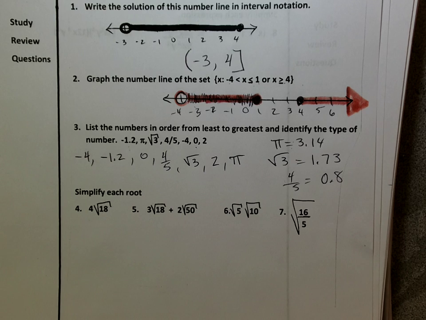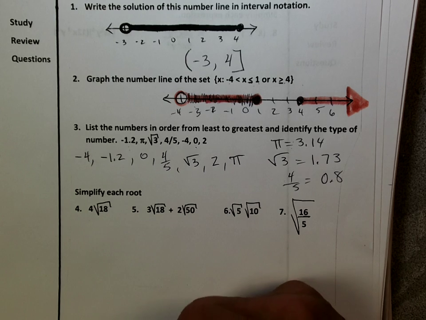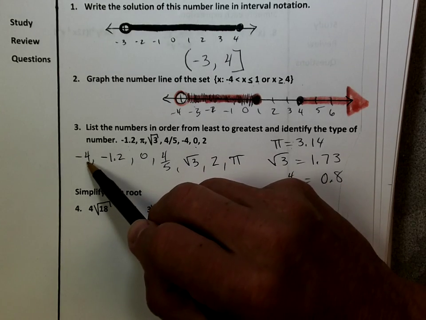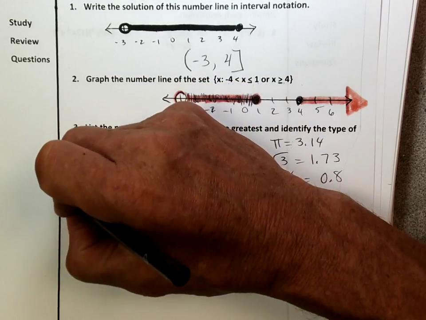Okay, now what are the names of these? Well, this is an integer, so the -4 is an integer.